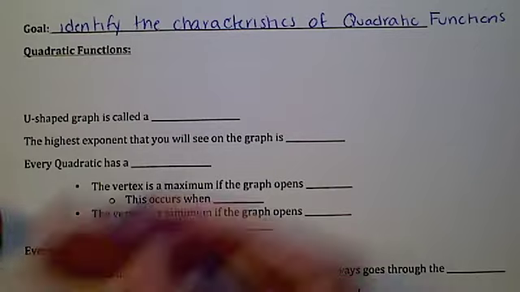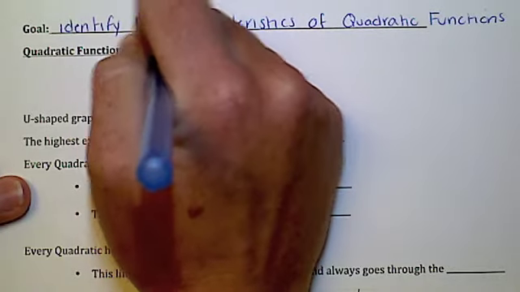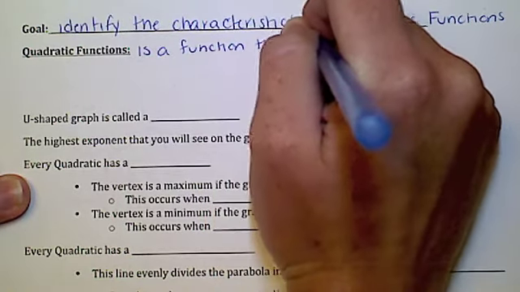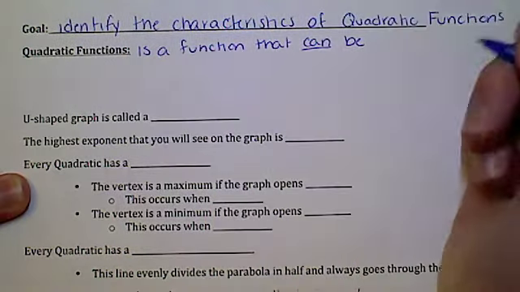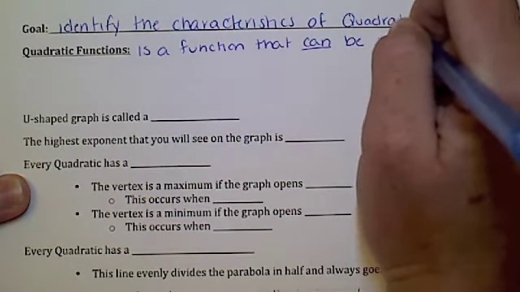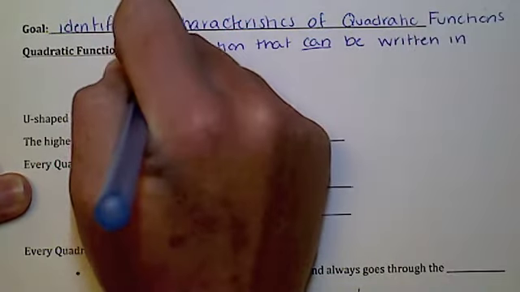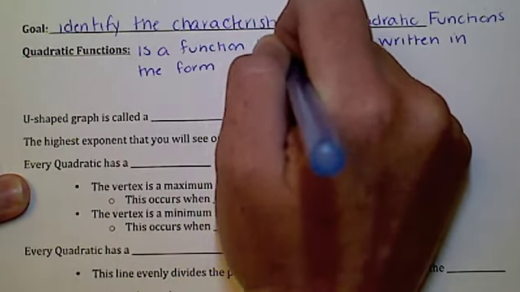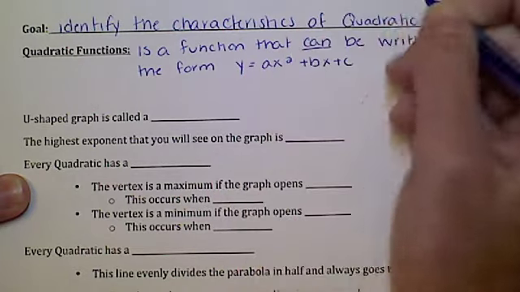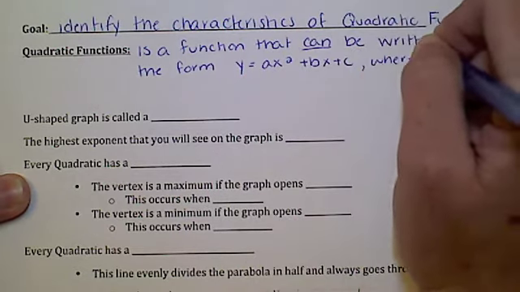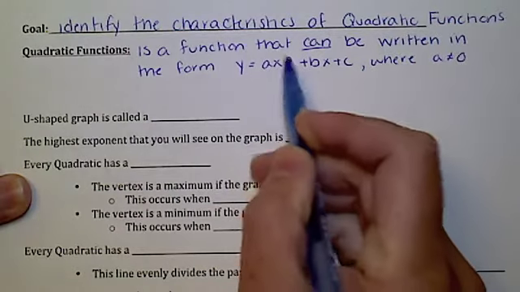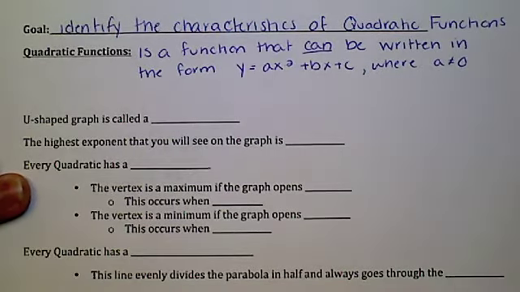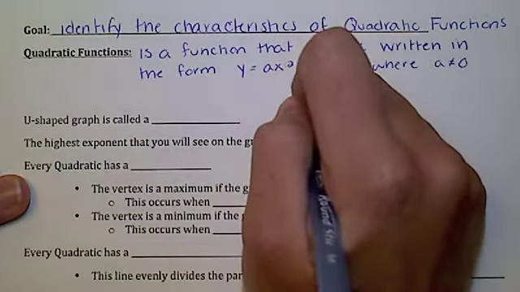By definition, a quadratic function is a function that can be, not always necessarily is, but that can be written in the form y equals ax squared plus bx plus c, where a does not equal 0. If a were to equal 0, this whole term would go away, leaving you with something that's linear. So that's why a can't equal 0. This form is called general form.